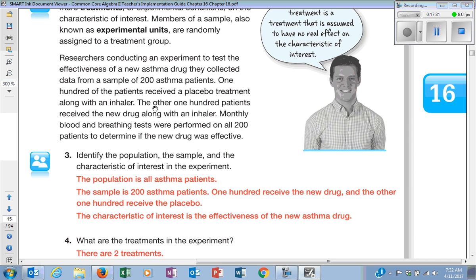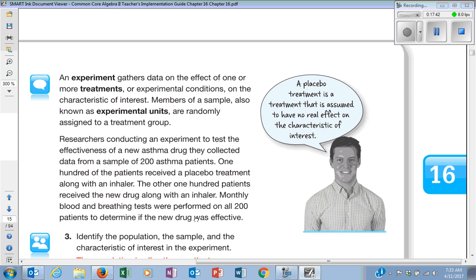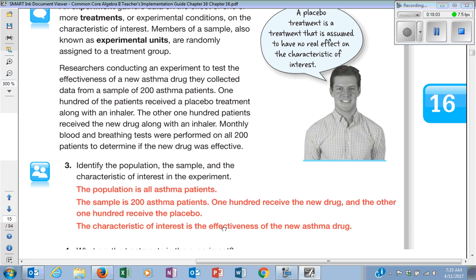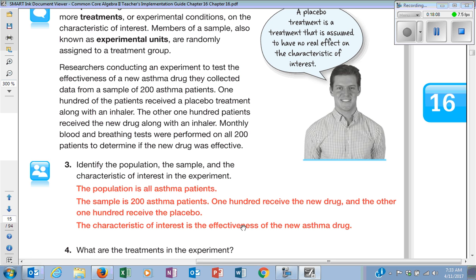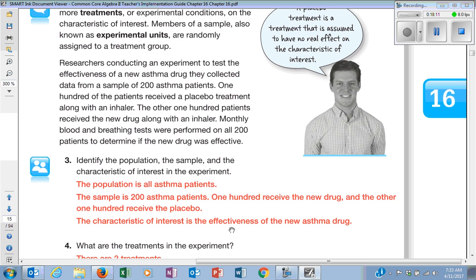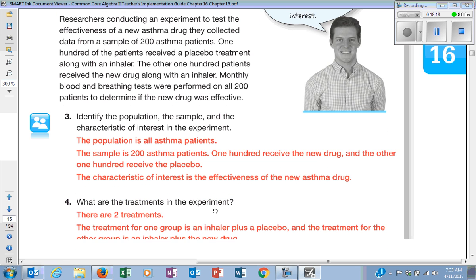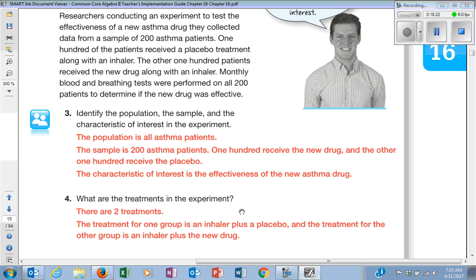So the other 100 received the new drug along with the inhaler. Monthly blood and breathing tests were performed on all 200 patients to determine if the new drug was effective. So identify the population and the sample. What's the population? Who is this eventually going to go to? All the asthma patients. Okay, who is the sample? The 200. What's the characteristic of interest? The effectiveness of the drug. Boom, look at you guys. All right, now what are the treatments in this experiment? How many are there? 2. Right? One is the placebo and one is the actual drug.